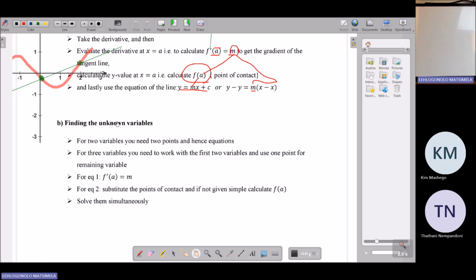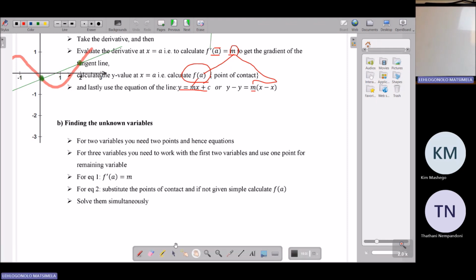When finding the unknown variable, you must know which one is the unknown variable. Maybe you are looking for the x value that you don't know, or you are having the gradient. It can be vice versa. If you're having the gradient to a cubic function, the gradient of a tangent, then it means the first derivative is equal to the gradient. So you solve for x. You will get two of them.